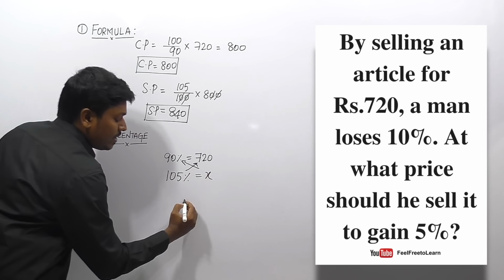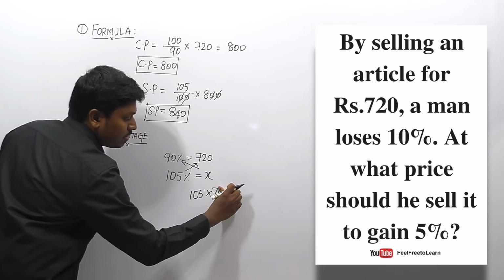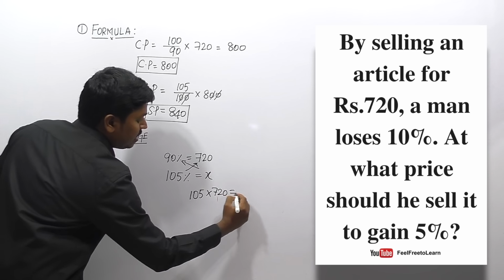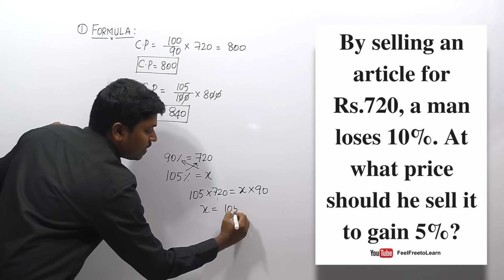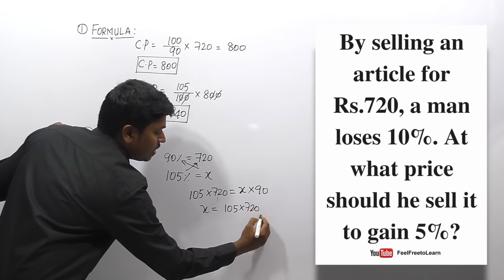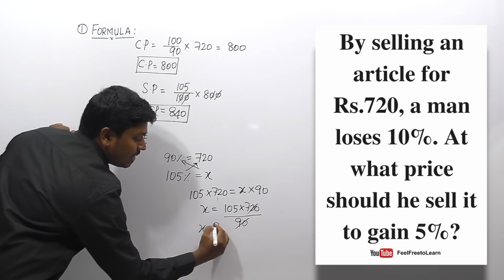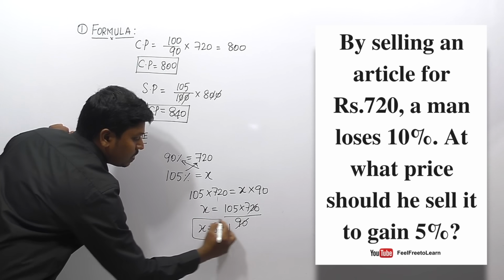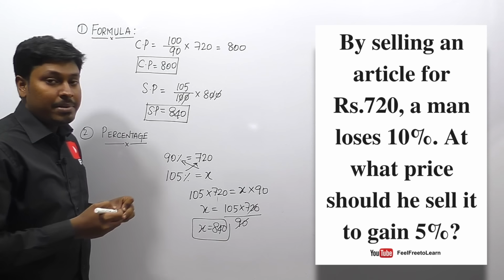So 105 into 720 is equal to x into 90. So x is equal to 105 into 720 divided by 90. We can cancel this in the table, so we can take 840. So by solving both the methods, we got the answer, that is, the selling price will be 840.